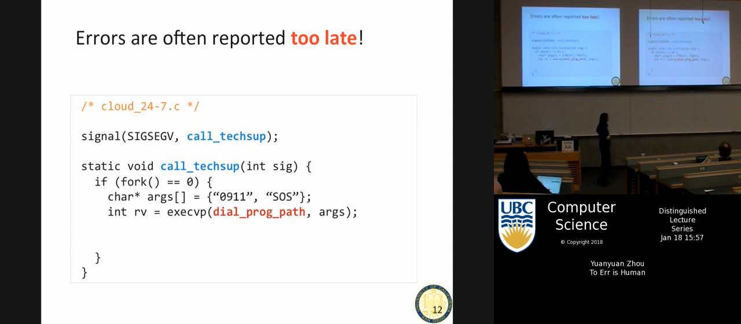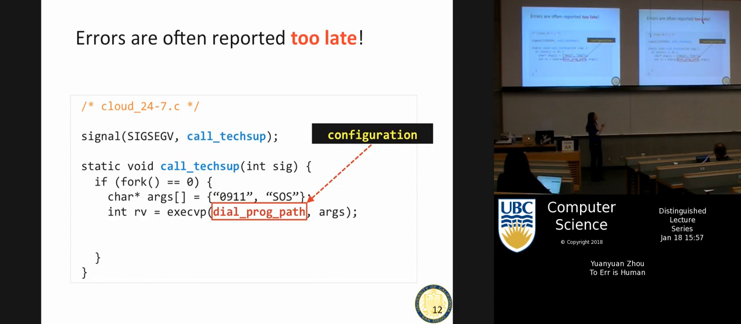So what you do is you fork, and then you use exec to execute this, trying to automatically dial back home, that is, dial the tech support. Okay? And then this is the configuration parameter. If you have an error here, at this point it's latent, it's hidden, because it's not manifest. It's a defect, but it doesn't become an error until you execute this code.